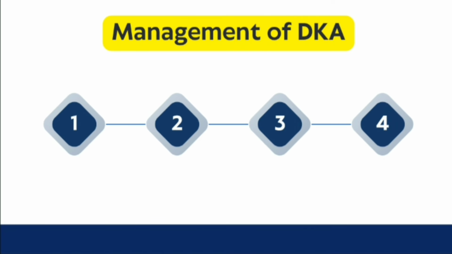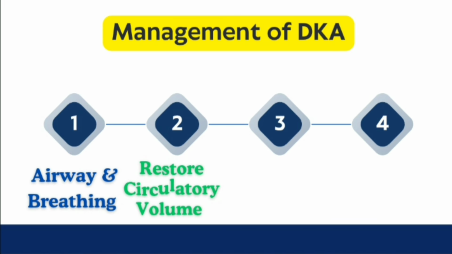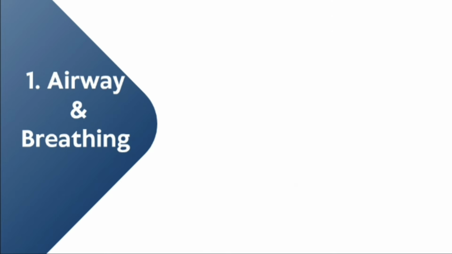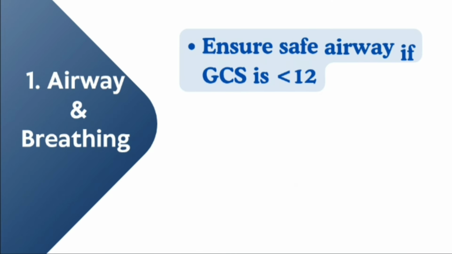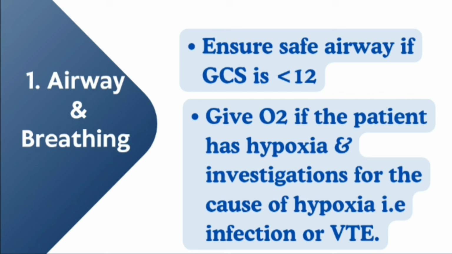Management of DKA. This includes airway and breathing, restore circulatory volume, insulin therapy, and potassium replacement. We will discuss these one by one. So first of all, airway and breathing. Ensure safe airway if GCS is less than 12. Give oxygen if the patient has hypoxia and investigate for the cause of hypoxia, that is infections or venous thromboembolism.